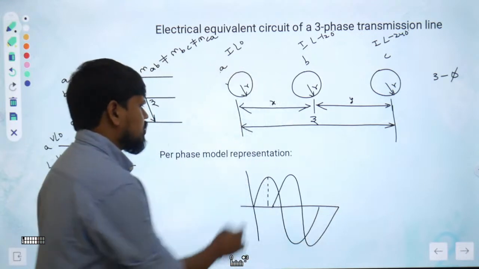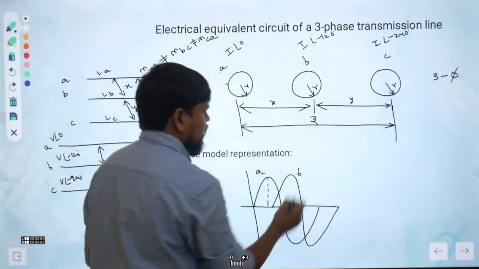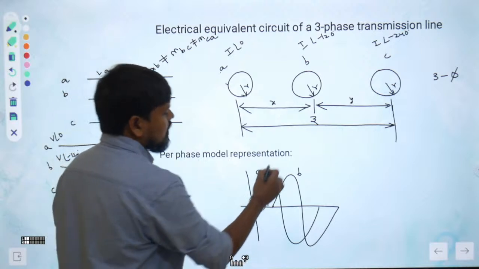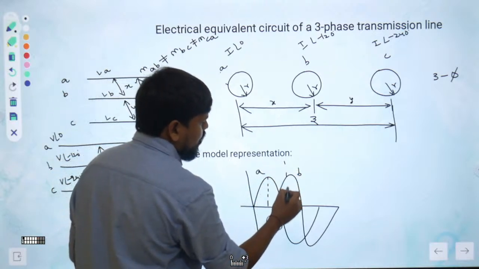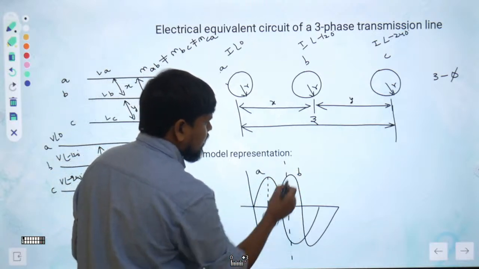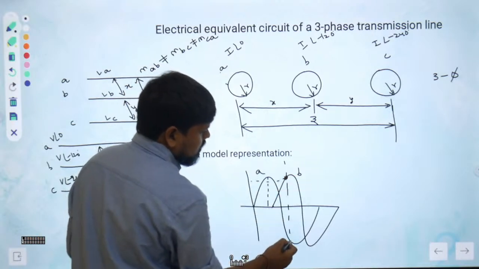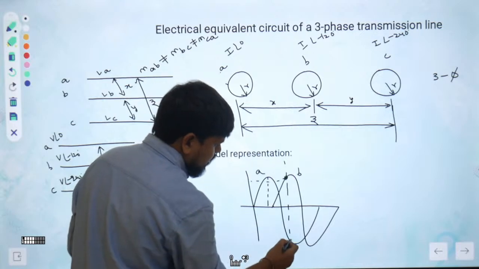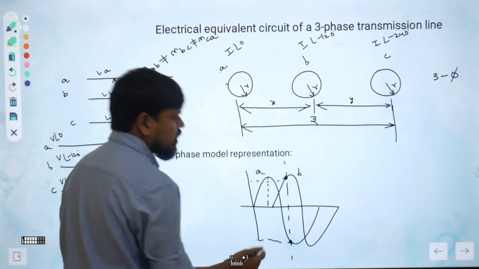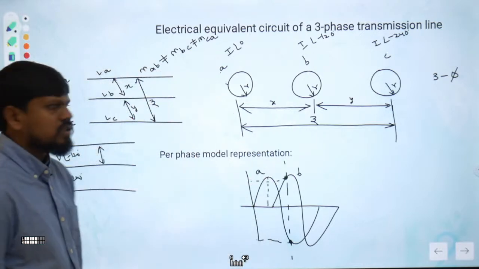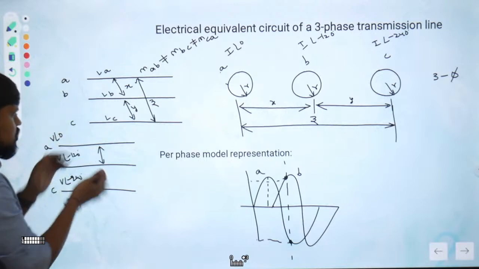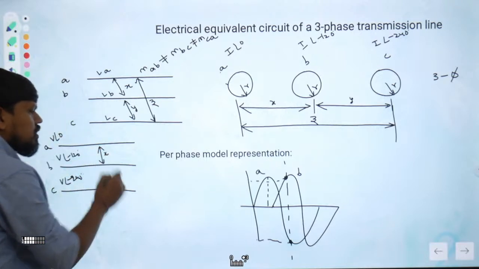This is the A phase, this is the B phase. Take any point: at this point, what is the voltage? Positive voltage, which is the B phase voltage. And at this other point it is negative. So there will be some voltage difference and a short distance. The distance between these two is x only.